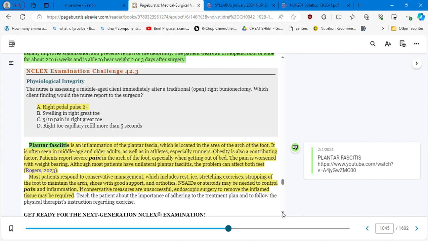So we're checking the pedal pulse, right? Swelling is going to be kind of normal because it's immediately after. 5 out of 10 pain is going to be kind of normal. Right capillary refill, more than 5 seconds. But the most important is the right pedal pulse +2, because +3 is normal. +2 means that there is a deficit in the pulse. 1 is not normal and 0 is very bad. So I will report +2 pedal pulses.